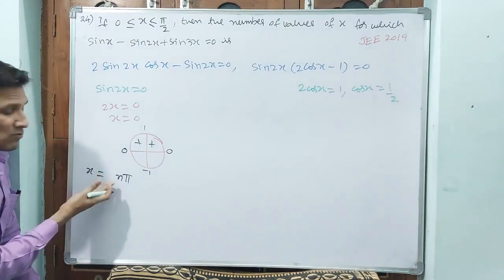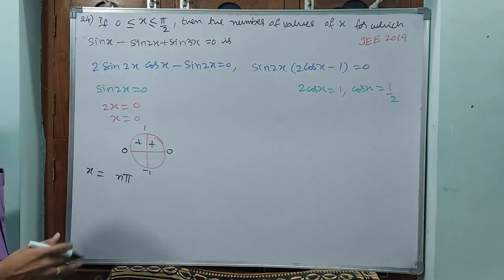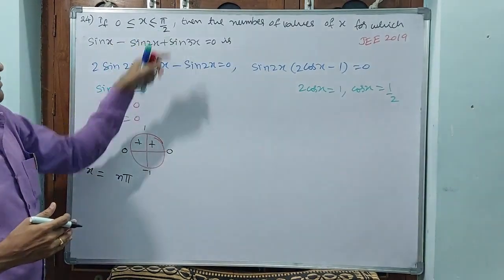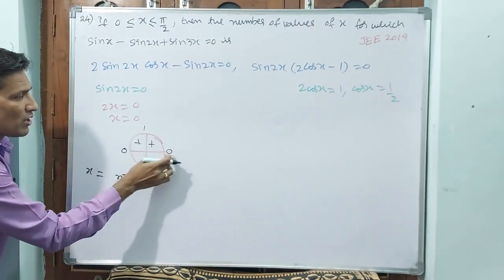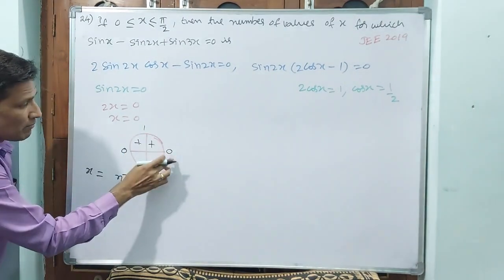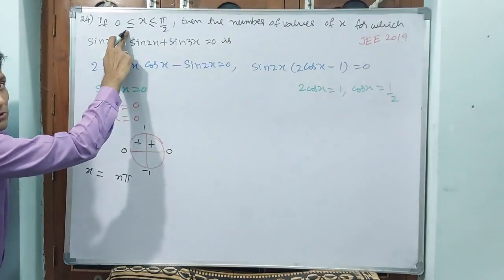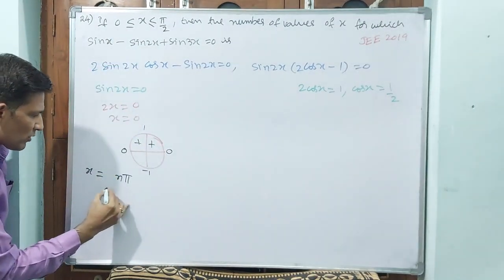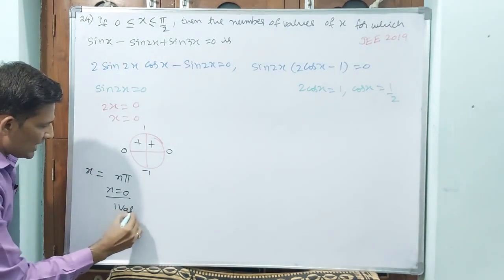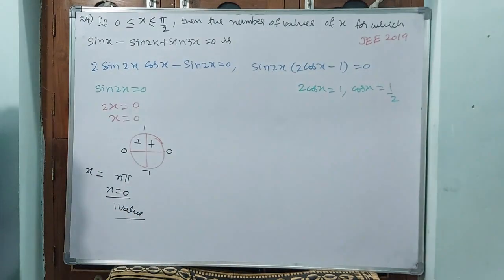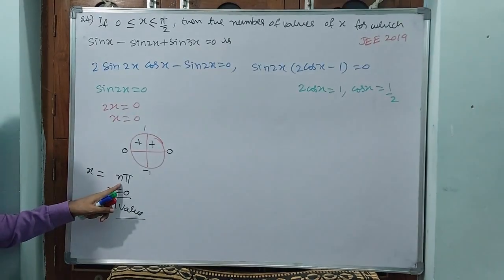But n pi, what is the value? Have they given any condition? Yes, 0 to pi by 2. In between 0 to pi by 2 only. Okay, this is 0, this is pi by 2. But 0 we can take, equality is also there. That means if we take 0, automatically x is equal to 0. One value. Okay, x you cannot take more than 1.